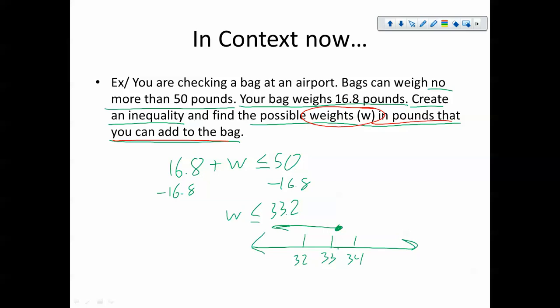So here we have a graph that represents the amount of weight that we can add so that we'll still be under this limit, right? I can add up to 33.2 pounds. But I could also add 20 pounds. I could also add 25 pounds, and I'd still be able to check my bag on the plane.